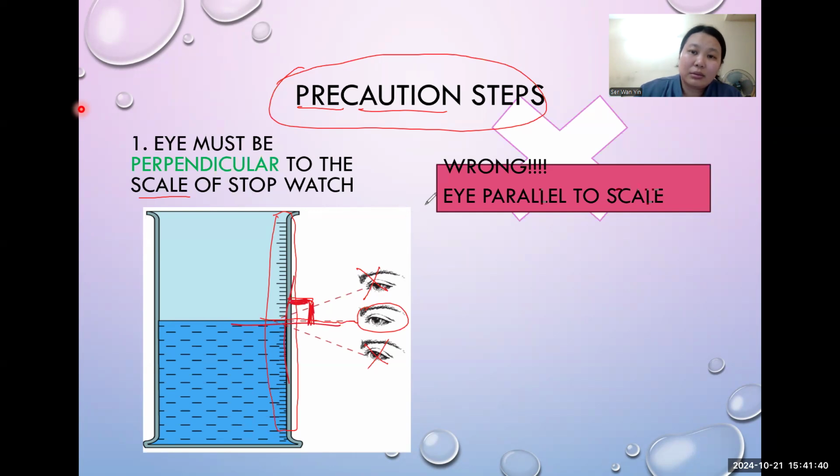Okay, so not parallel, but perpendicular. Perpendicular is 90 degrees. Okay, this is the precaution step. A little difference is okay, right? For the time, yeah, it's okay. Precaution means you need to take care. If you don't take care of it, your results might be different.